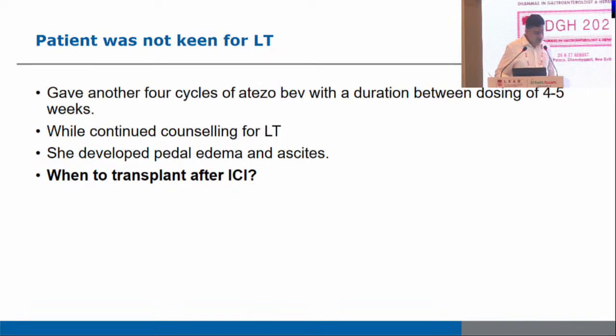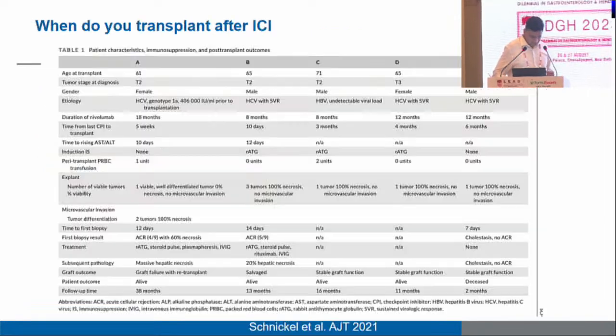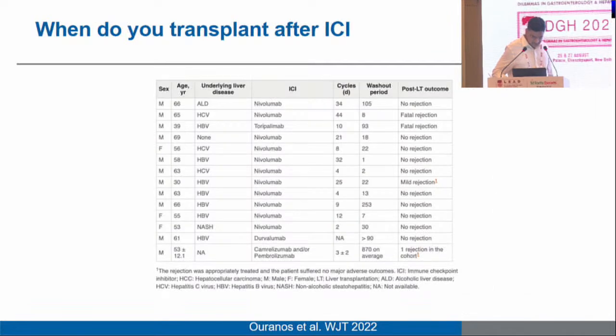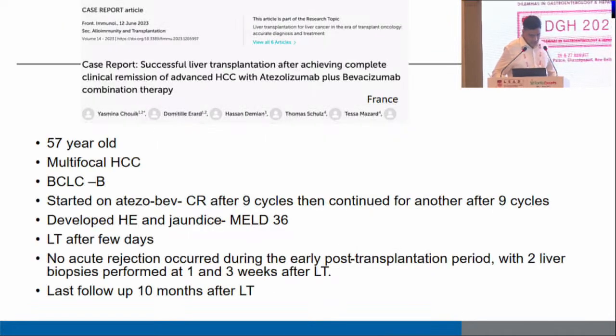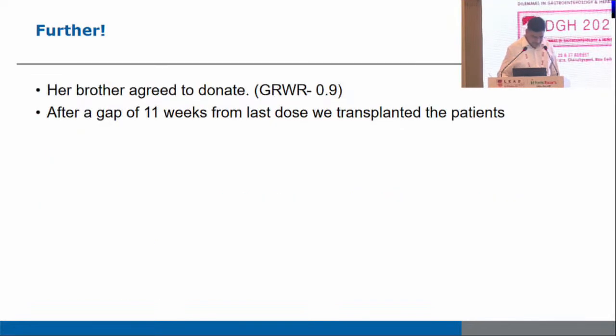Later on, she was not keen on transplant, but then she developed edema and ascites. And this is the data on transplant. As you rightly said, 3 months is the recommended duration between the ICI and the transplant. All these are data on nivolumab, but this is also the other study published on nivolumab. There is only one case report where they had done transplant after atezolizumab because the patient worsened and developed liver failure. For this patient, her brother agreed.